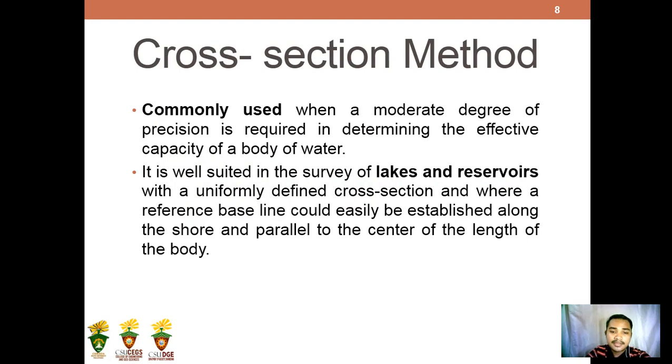For example, irrigation canals have uniform cross-sections, where reference baselines could easily be established along a shore and parallel to the center line of the body. So in short, it is very well suited for canals with uniform cross-sections, whether trapezoid or rectangle in all of its cross-sections.